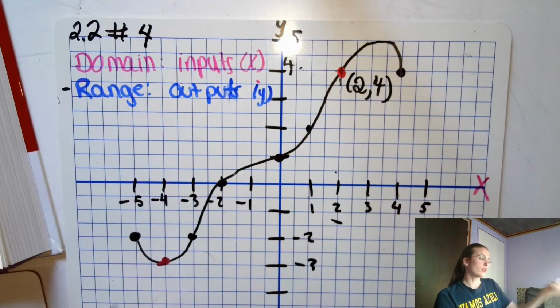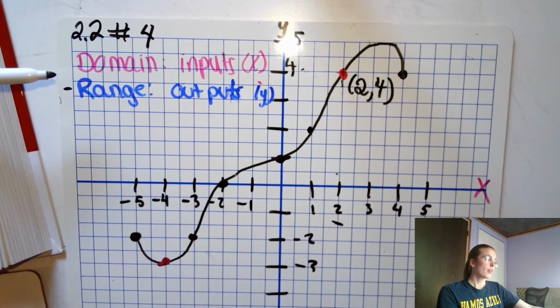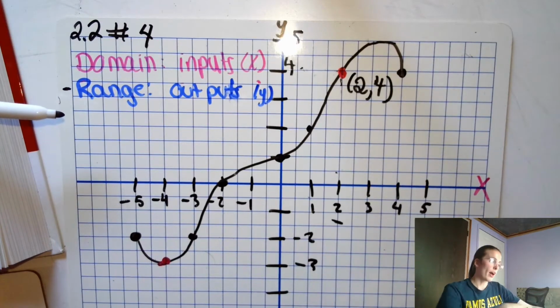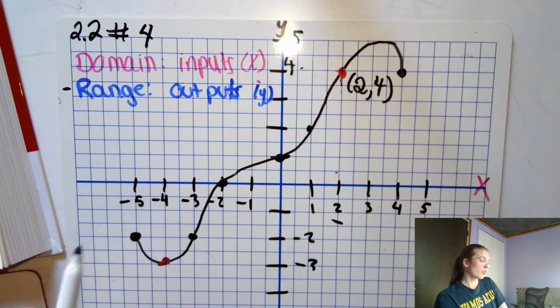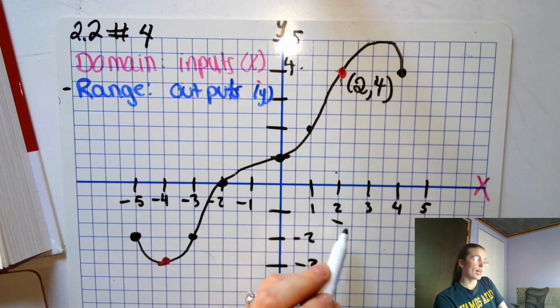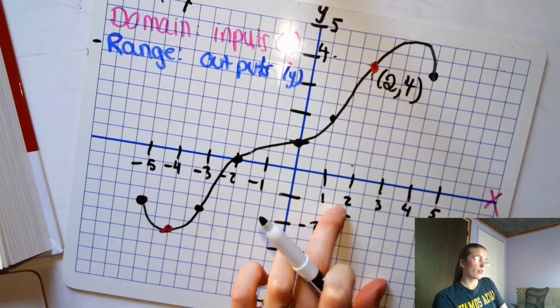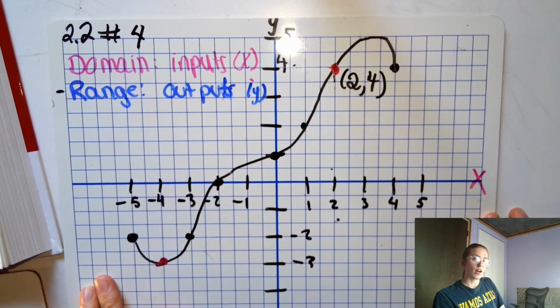Remember, the domain is the set of all possible inputs, which is associated with x here. And the range is the set of all possible outputs, which is associated with y here on the y-axis. They want us to find the member of the range, so the y value associated with the x value of 2. So all we need to do is go over to the x value 2, and see where the function is when x equals 2.